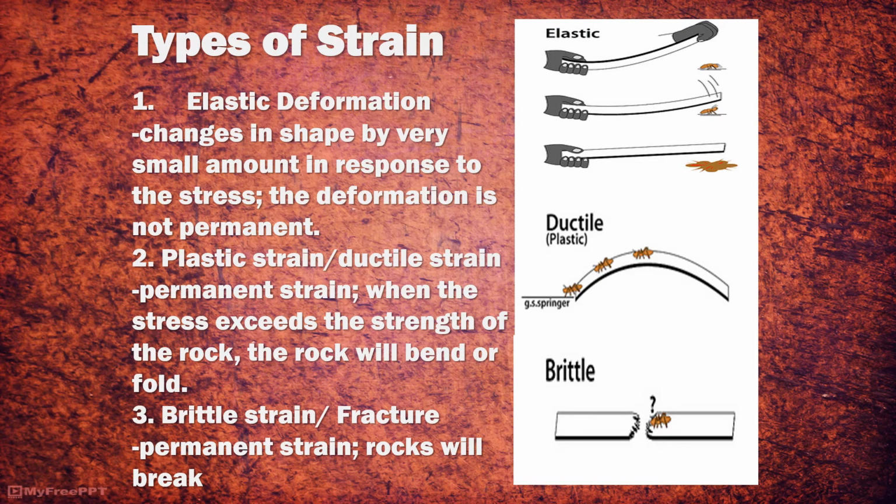While when we talk about plastic strain or ductile strain, it is a permanent strain. When the stress exceeds the strength of the rock, it will bend or fold. Nagkakaroon ng bending or folding of the rock, pero permanent na siya, unlike your elastic that it goes back. When we talk about ductile strain, it is the change na permanent, nagkakaroon lang ng bending and folding. While when we talk about brittle strain or fracture strain, it is a permanent strain and the rocks will break. Dito na napuputol, na nahahati ang ating rocks.